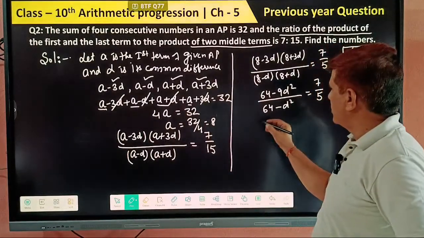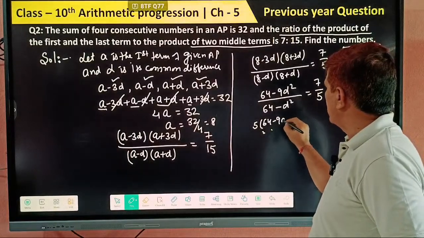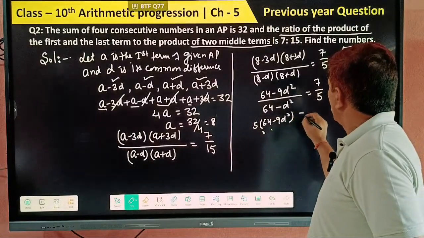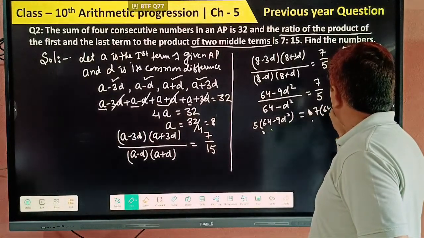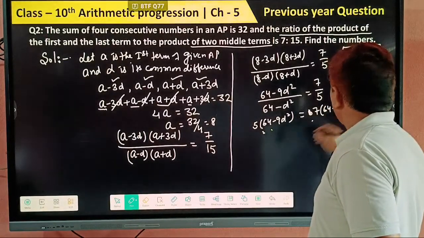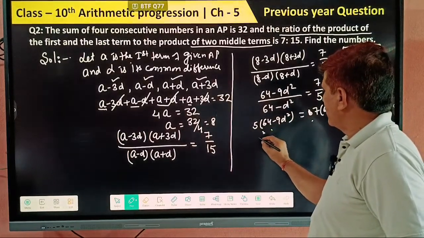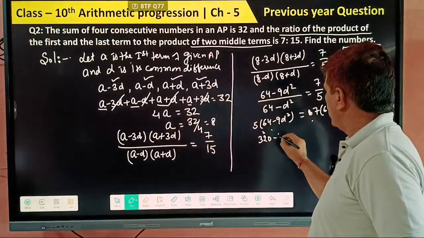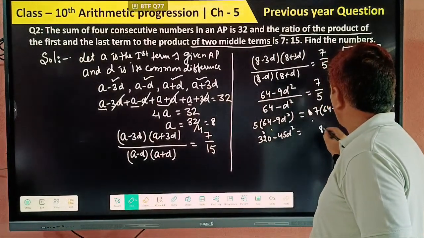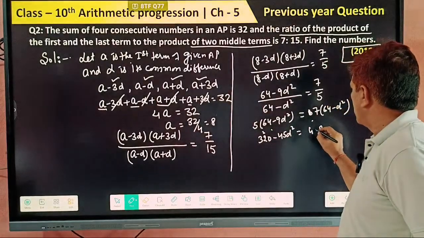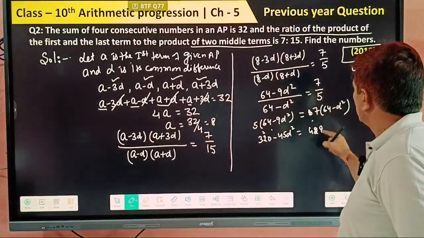Cross multiplication: 15 into 64 minus 9D square equals 7 into 64 minus D square. How much? 960 minus 135D square is equal to 448, sorry, 28.